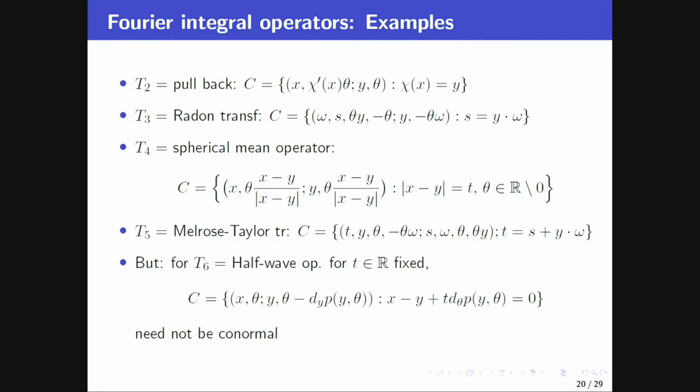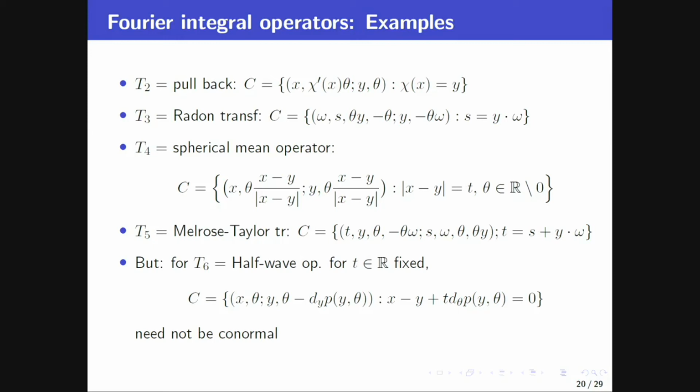I make it easier here. I consider x minus y plus t p times theta. Yeah, this is the phase function. Yesterday we had phi of x, y, theta. If we consider t fixed, the canonical relation here is x, theta, y, theta, minus d_y p, okay?